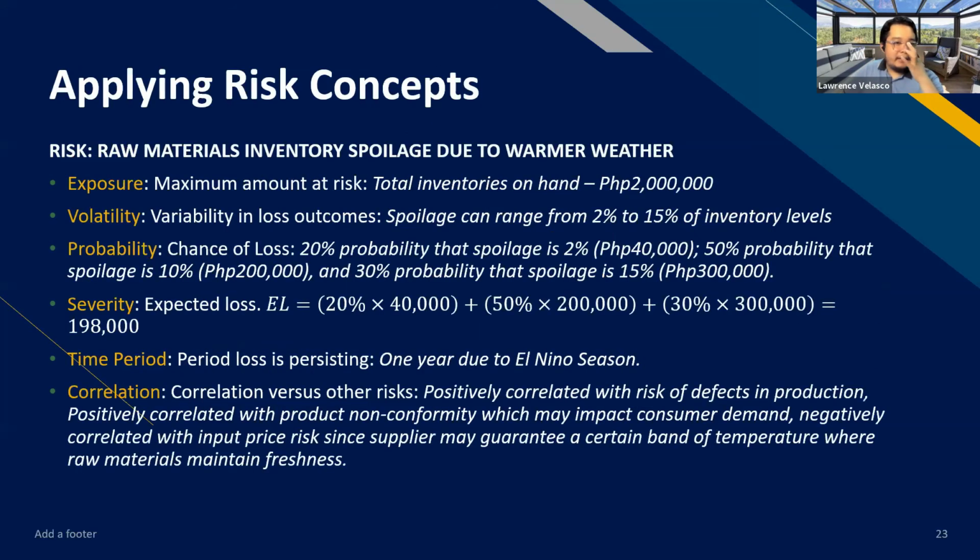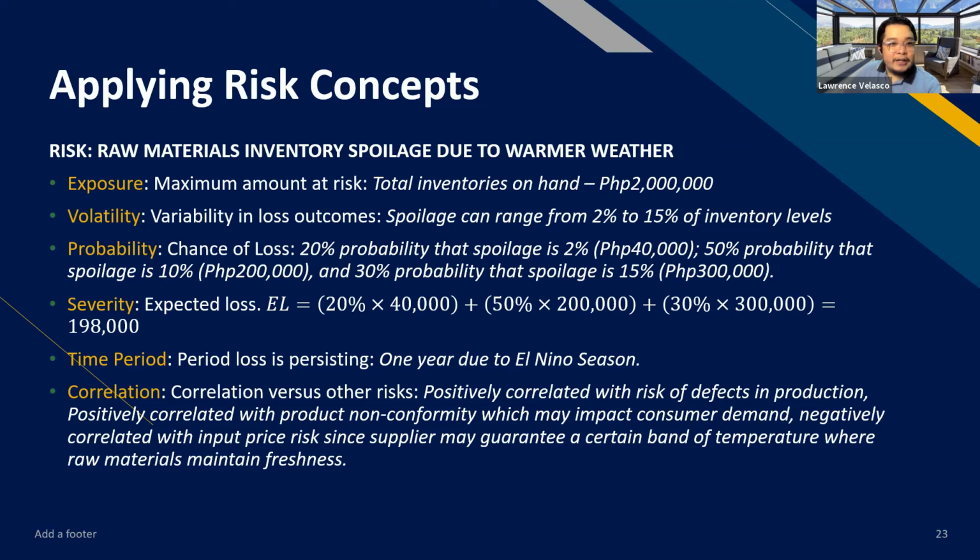Okay, so those are some characteristics of risk. When you apply these risk concepts to an example, the risk that I mention here is the risk of raw materials inventory spoilage due to warmer weather. Because the weather is hot, your inputs spoil faster. So for example, you will sell, what's a good product that spoils easily? Buko pie, for example. That's your output. Definitely, your raw material is buko, and probably because of the warmer weather, they spoil more easily.